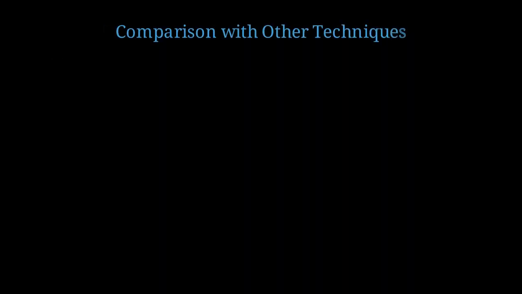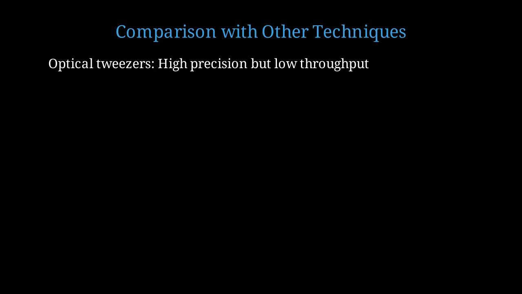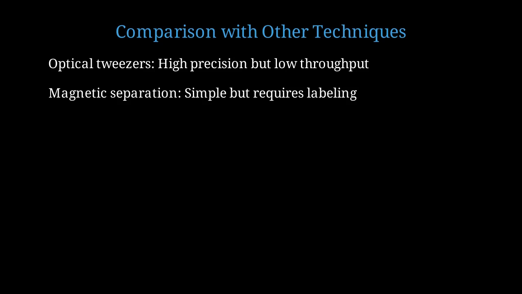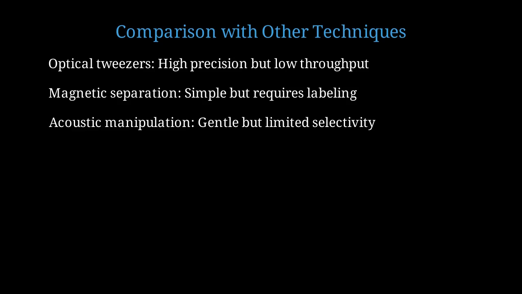How does dielectrophoresis compare with other particle manipulation techniques? Let's put this in context. Optical tweezers provide extremely high precision for single particle manipulation, but have very low throughput and require expensive laser systems. Magnetic separation is simple and scalable, but typically requires magnetic labeling of your target particles. Acoustic manipulation is very gentle on cells, but provides limited selectivity between different cell types. Dielectrophoresis offers label-free operation, good selectivity based on intrinsic properties, and reasonable scalability. The downsides are complexity and potential heating issues.